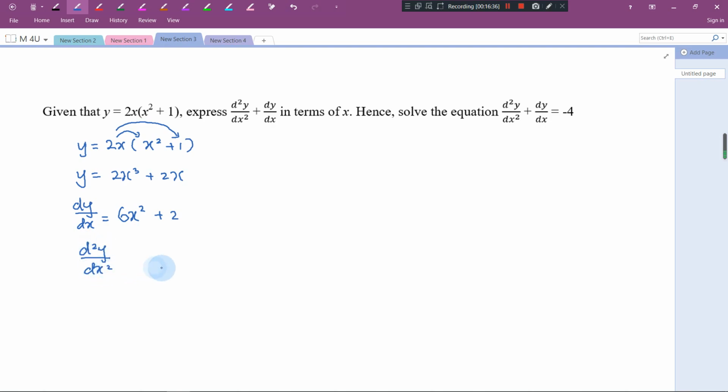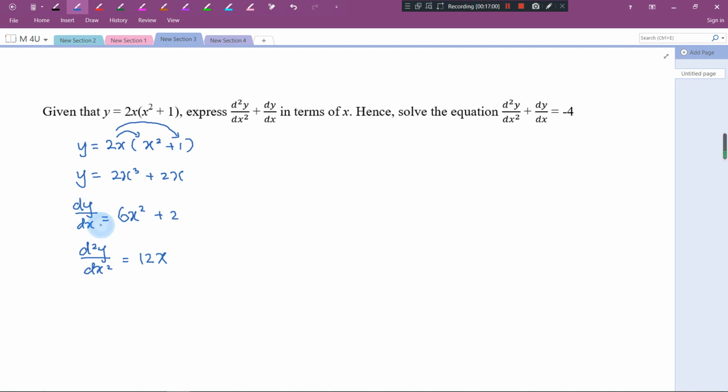d2y by dx squared. Just now we differentiated the y function. Now we differentiate the gradient function. So this is the second derivative. But the process is still the same. 2 times 6, you will get 12. Copy the x. Power you always minus 1, you will get 1. We don't have to write 1. If you differentiate the constant, you will always get 0.